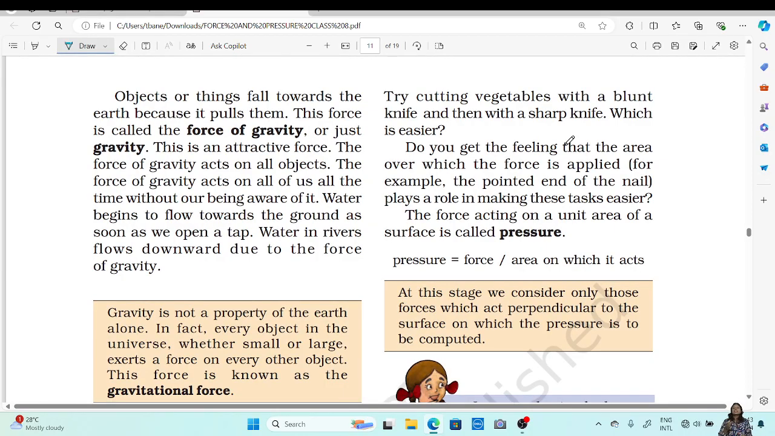Now they are saying try cutting with a knife which is less sharp. Will it cut? No. Will a sharper knife which has a thinner tip cut the vegetables and fruits? Yes, it will. Which was easier? Do you get the feeling that the area over which the force is applied, for example, the pointed end of the nail, plays a role in making this task easier?